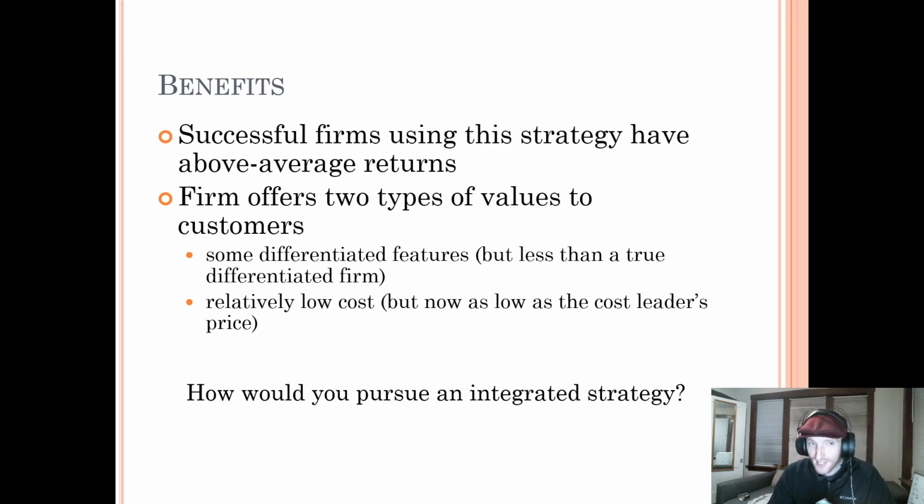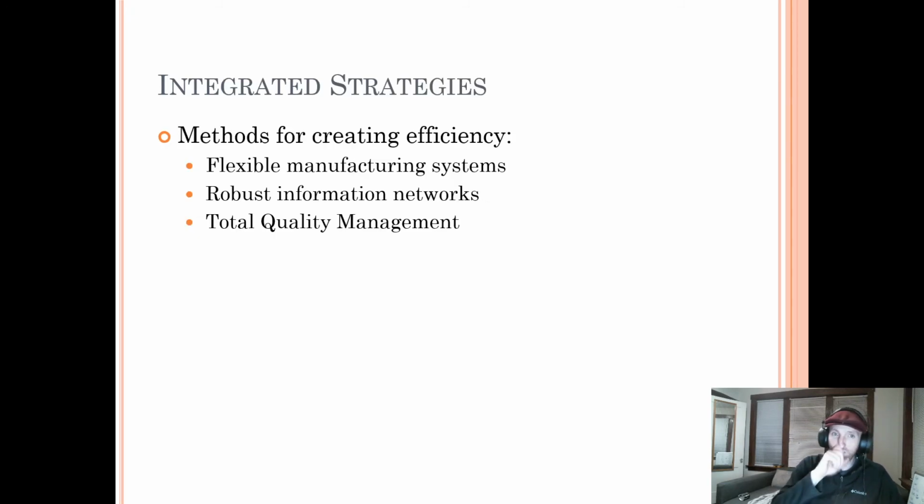So with all the potential benefits, there are some very, oh my gosh, I forgot about this slide here. So some ways that we create efficiency in this particular one, maybe you've heard of TQM, Total Quality Management, maybe flexible manufacturing programs, or IT resources, so really good, robust information networks. These are all examples of ways of creating various levels of efficiency in your firm and how they're applied.